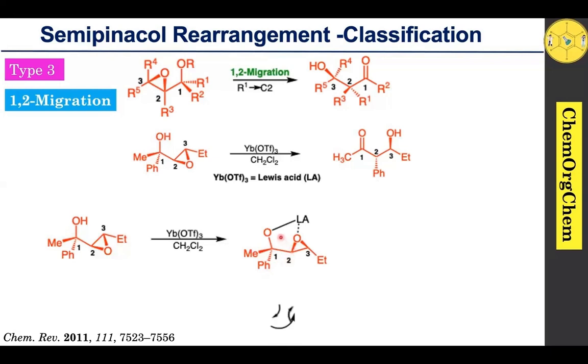Now these electrons are shifted towards this first carbon, which makes the phenyl group migrate to the second carbon center, since the phenyl group has more migratory aptitude when compared to the methyl group. Because of that migration, you see these electrons are shifted towards this oxygen center, which leads to the corresponding hydroxyketone as a product.